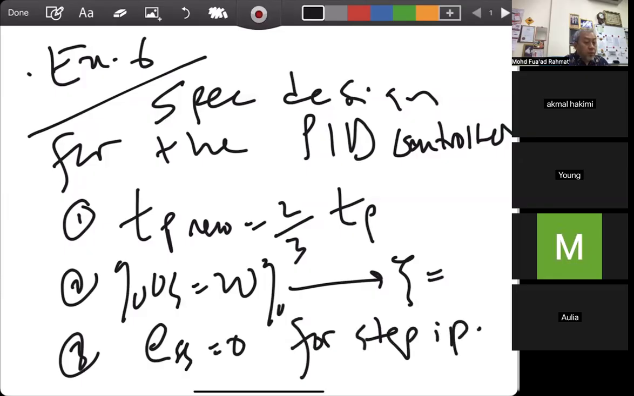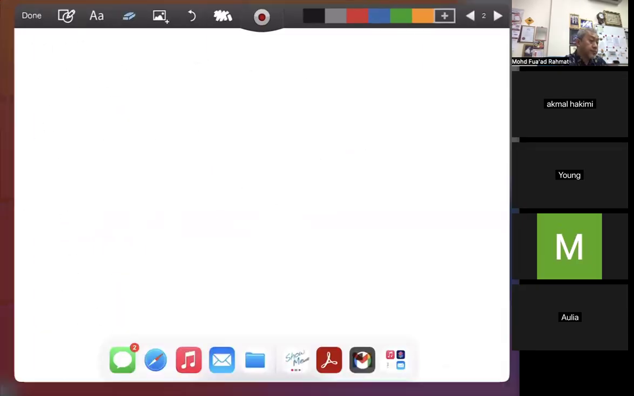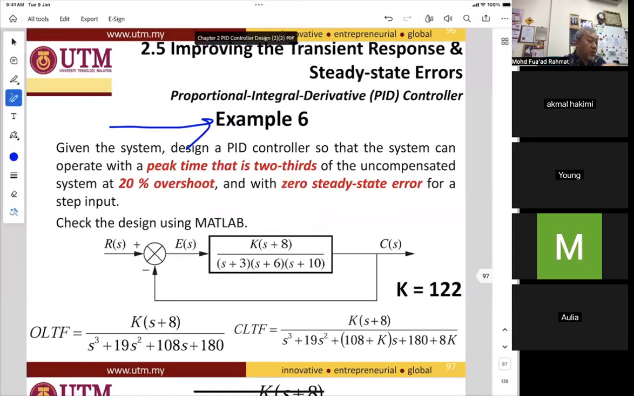So your controller must fulfill these 3 desired specs, or spec design. Okay, so let's start by looking at the mathematical model. So this is the model. Okay, so from the model, it is a third order system.